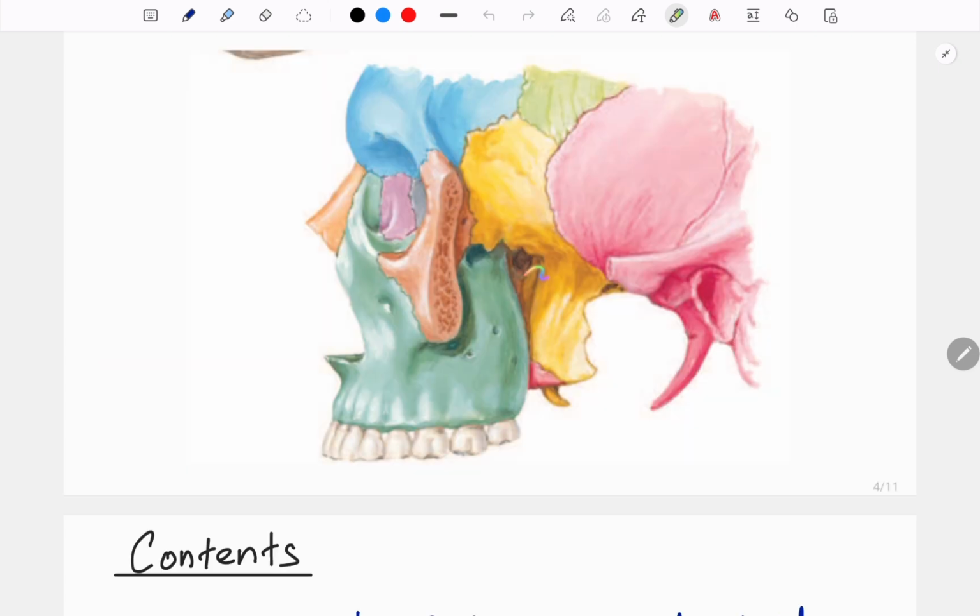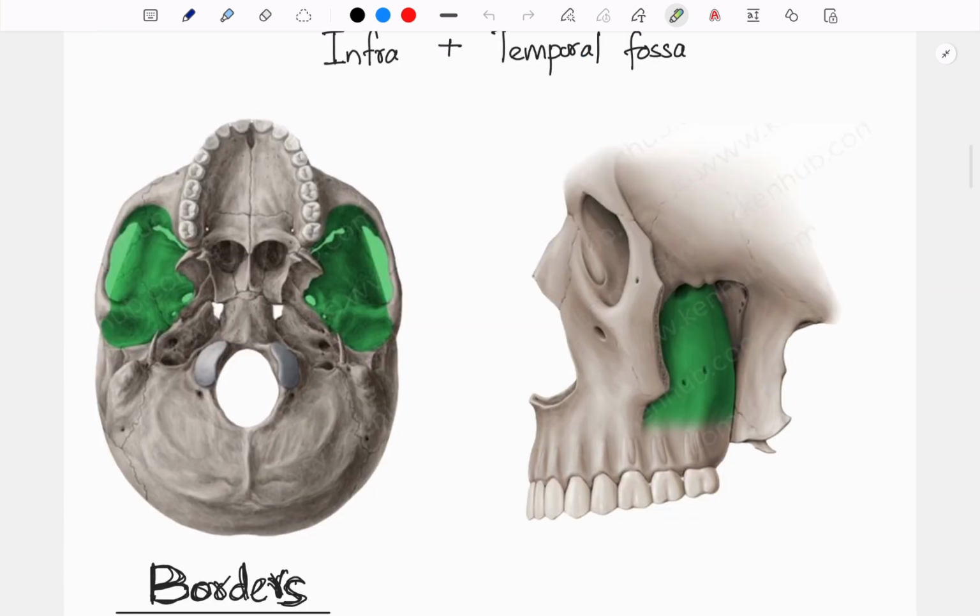Now let's see the anterior wall. It is just posterior to the maxilla. The anterior wall is formed by the infratemporal surface of the maxilla. At the upper margin, there is the inferior orbital fissure as well. So it's the maxilla area, and it forms the anterior border.